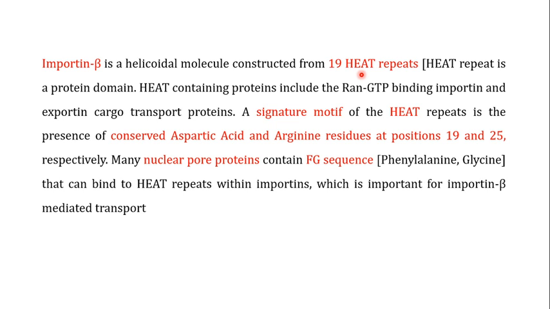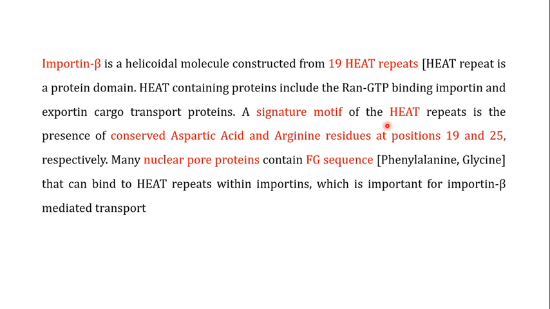Now what these HEAT repeats do is they are responsible for binding to the nuclear pores which are present in the nuclear membrane. Many nuclear pore proteins contain a particular sequence known as the FG sequence, where F is for phenylalanine and G is for glycine. So many nuclear pore proteins have this FG sequence of phenylalanine and glycine. Now the HEAT repeats interact with these FG sequences.